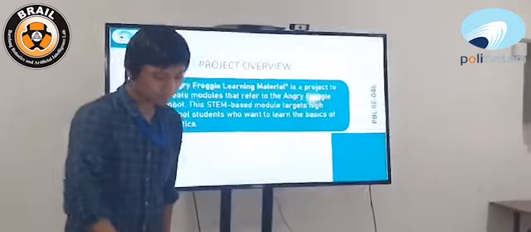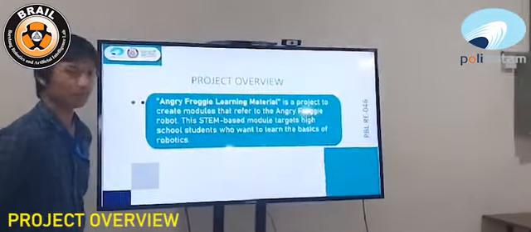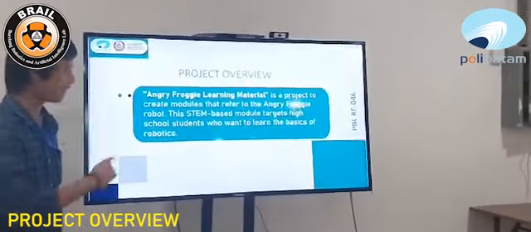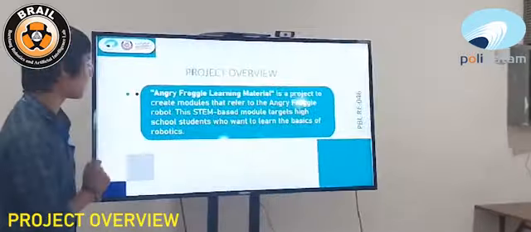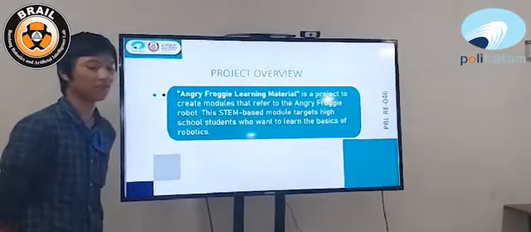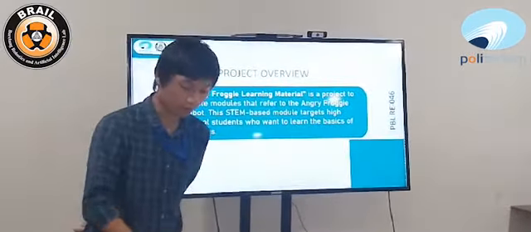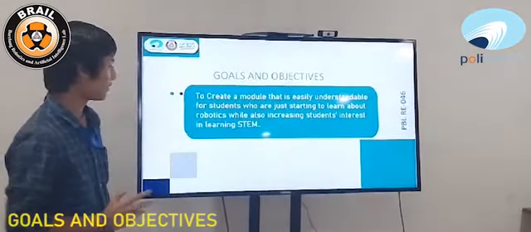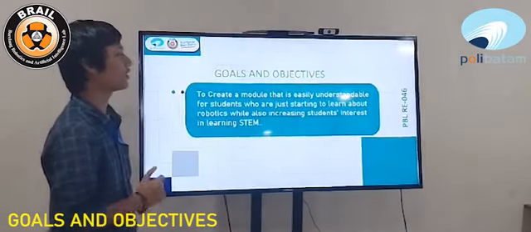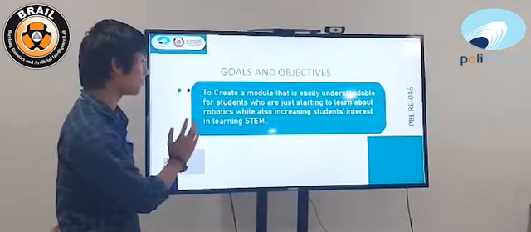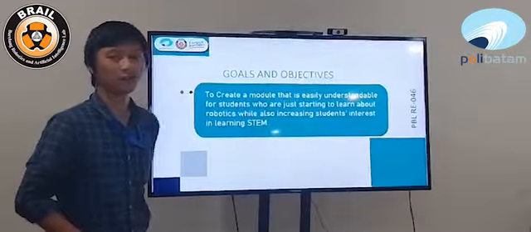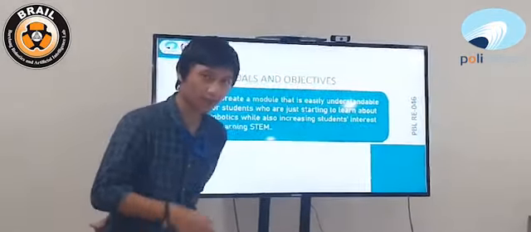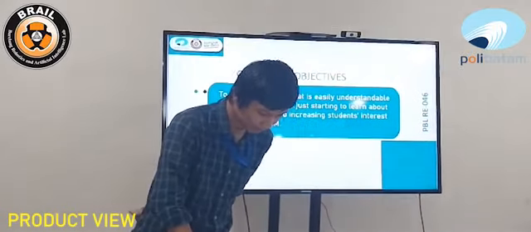Before we begin our explanation, first we need to know our project overview. Froggie Learning Material is a project to create modules that refer to the Froggie robot. This STEM-based module targets high school students who want to learn the basics of robotics. What is our goal and objective in this project? To create a module that is easily understandable for students who are just starting to learn about robotics, while also increasing students' interest in learning STEM. What STEM is will be explained in further slides.